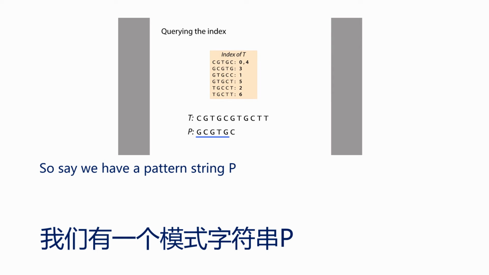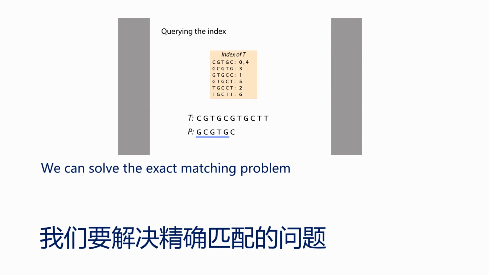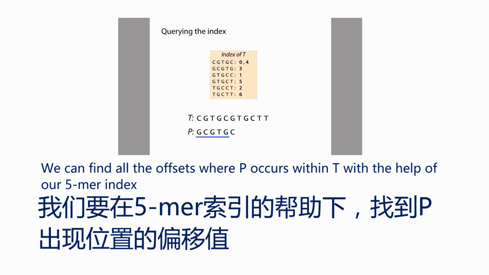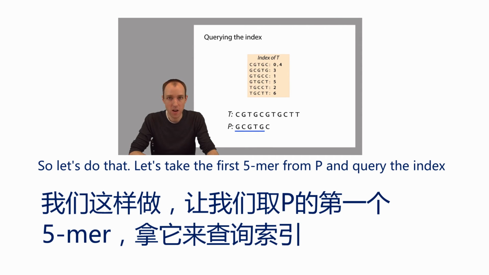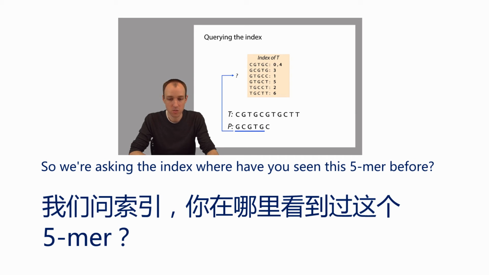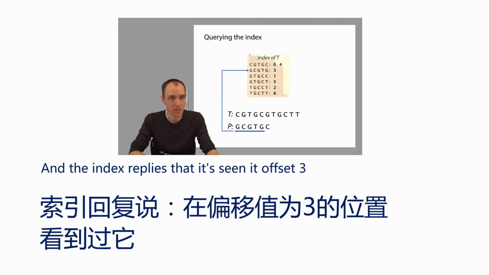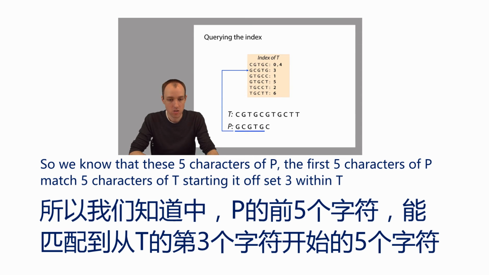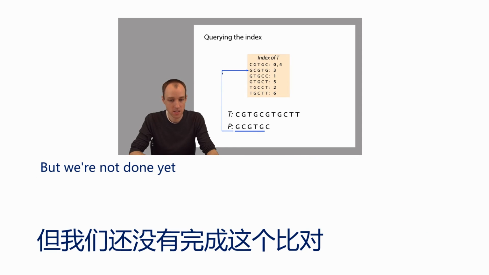So say we have a pattern string P. We can solve the exact matching problem. We can find all the offsets where P occurs within T with the help of our 5-mer index. So let's do that. Let's take the first 5-mer from P and query the index. So we're asking the index, where have you seen this 5-mer before? And the index replies that it's seen it at offset 3. So we know that the first 5 characters of P match 5 characters of T starting at offset 3 within T.